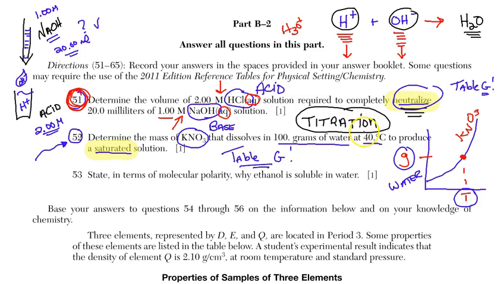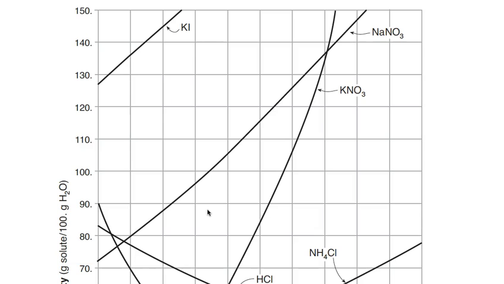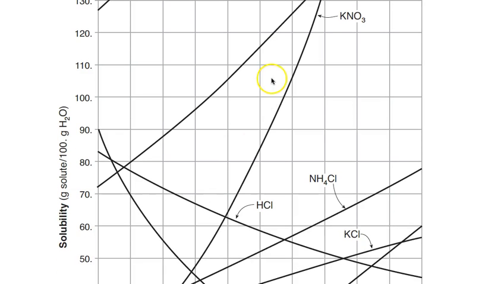So knowing that we're at 40 degrees Celsius and 100 grams of water, they want to know what the mass is. They want to know what this gram is at that temperature. It's that simple. So that's why you have to practice. Let's go to Table G. There's Table G, and there's potassium nitrate, KNO3. So there's this curve here.